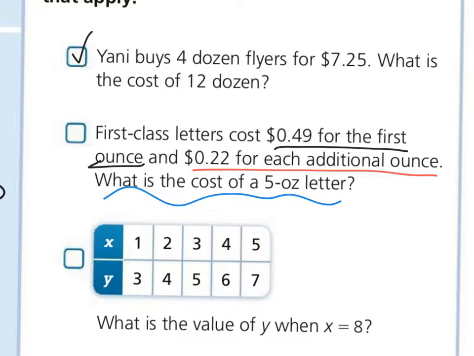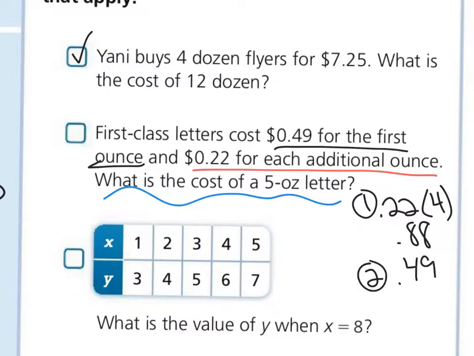It's 22 cents for each additional ounce. So, well, we've got 4 additional ounces. That's 88 cents. 88 cents plus 49 cents. And then that would be our total. Okay, so we could still figure it out. We're just not using a proportion. It's not 5 times as much for 5 ounces as 1 ounce. So that's why we're going to not check that box.